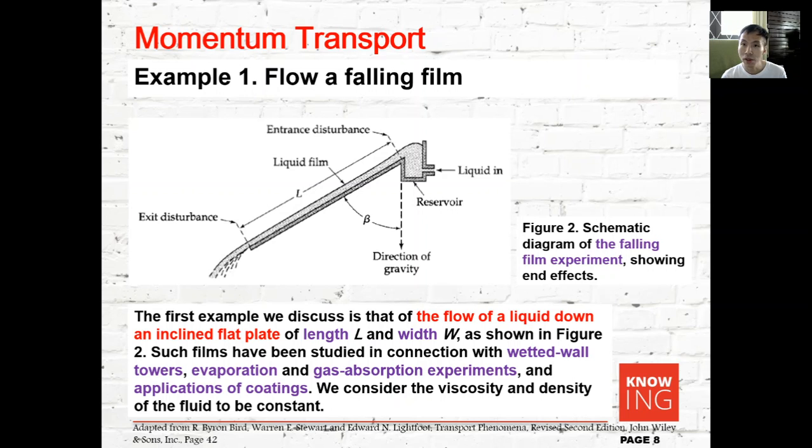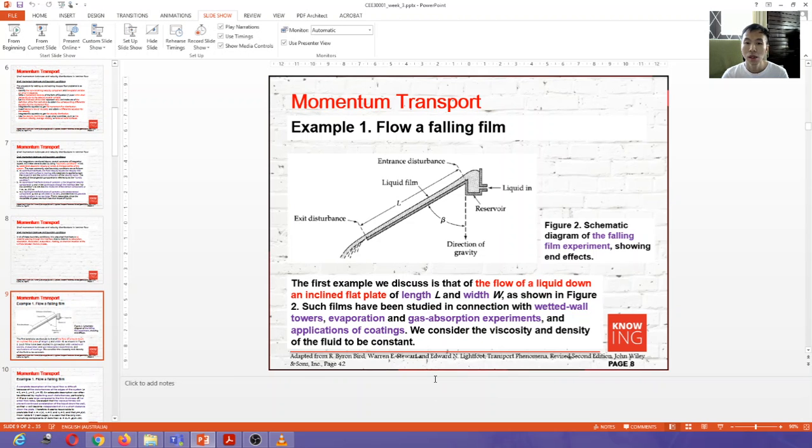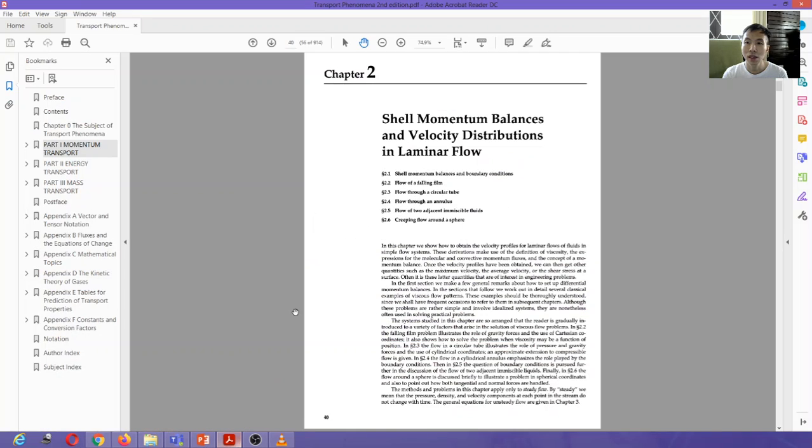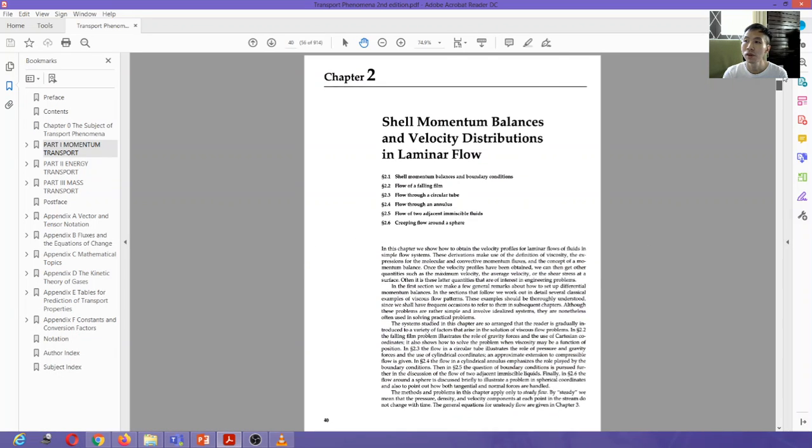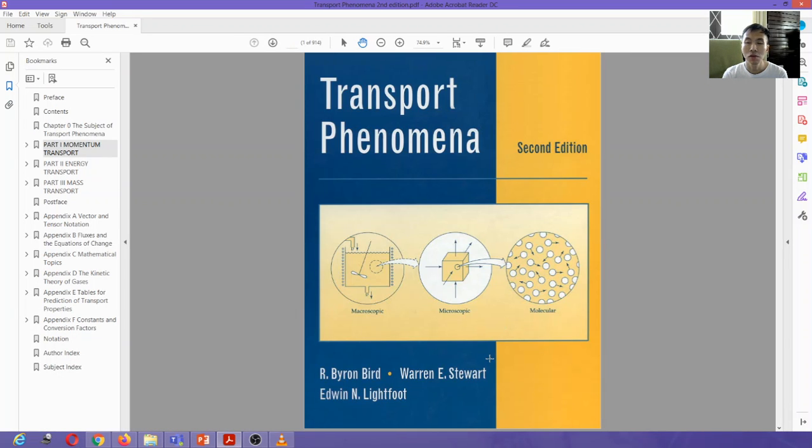The first example will be a flow of a falling film, which I will discuss in a separate video. Note that all the examples I discuss here are taken from the book by Bird, Stewart, and Lightfoot. This book is actually your main textbook for this unit, so you may want to have a look into it again. I can try to share this book, or you can find it by Googling it yourself.